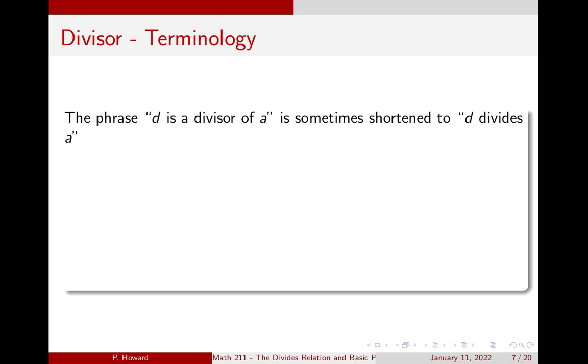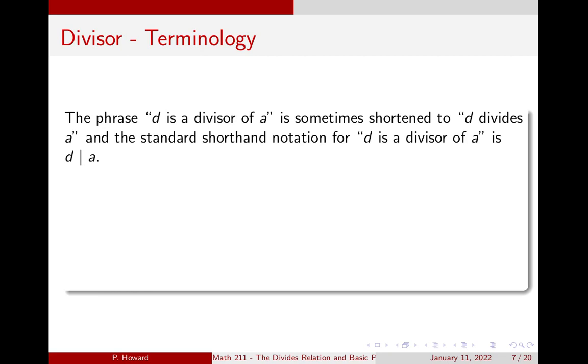A little bit of terminology and mathematical notation here. The phrase D is a divisor of A is sometimes shortened to D divides A, and the shorthand notation for the phrase D is a divisor of A is this D vertical slash A. So this is read D is a divisor of A or D divides A. So a few examples here. 6 divides 42.